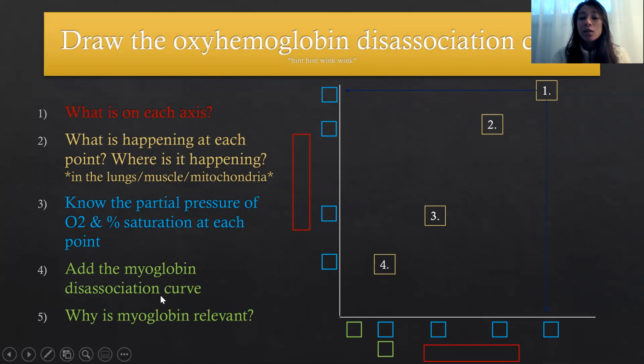And then add your myoglobin dissociation curve. That's these boxes in green. So take a look at those common values that he talks about. And what is myoglobin compared to hemoglobin? What are they transporting and where? So think about that and understand that.